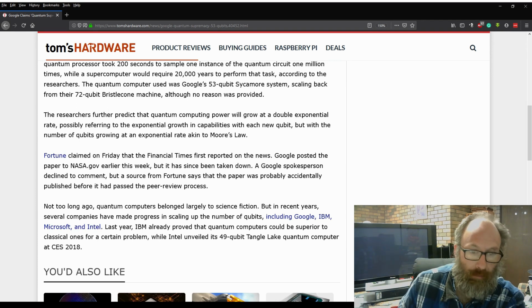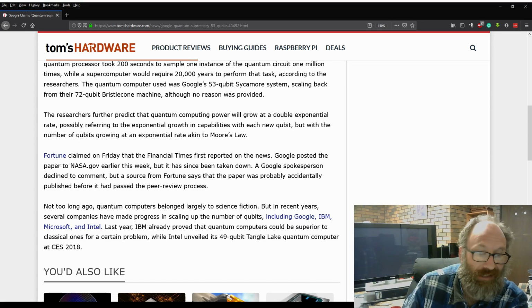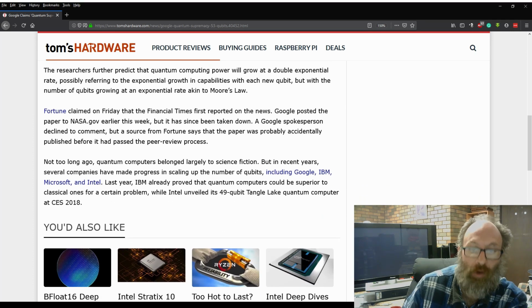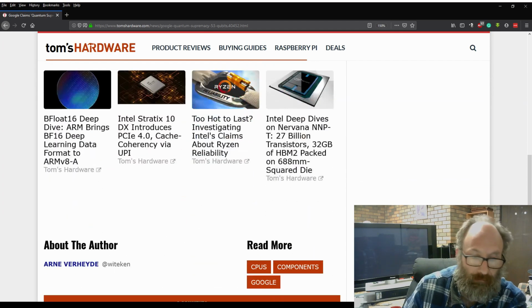Not too long ago, quantum computers belonged largely to science fiction, but in recent years, several companies have made progress in scaling up the number of qubits, including Google, IBM, Microsoft, and Intel. Last year, IBM already proved that quantum computers could be superior to classical ones for certain problems, while Intel unveiled its 49-qubit Tangle Lake quantum computer at CES 2018.